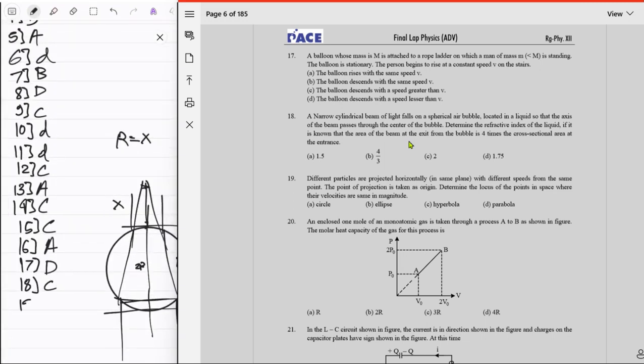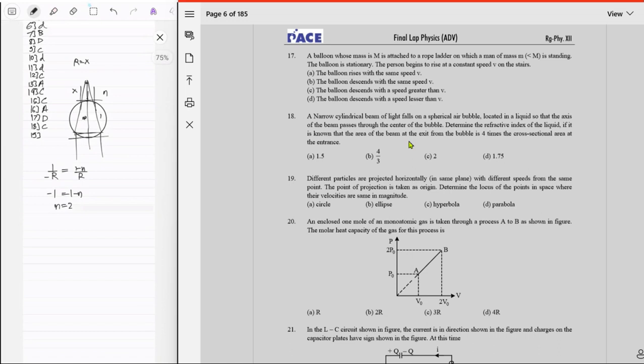Next question, 19th. 19 is different particles are projected horizontally in the same plane with different speeds from the same point. Okay. Horizontal project किया है. The point position is taken as origin. Determine the locus of points in space where the velocities are the same in magnitude. Locus of points. Wait, what? Particles projected in the same plane with different speeds from the same point.